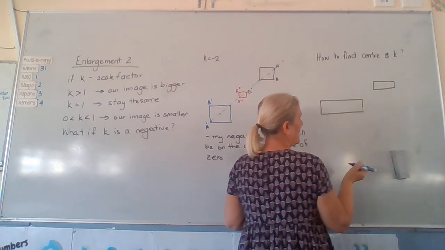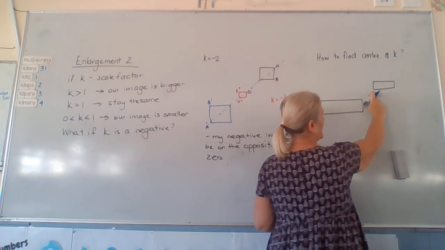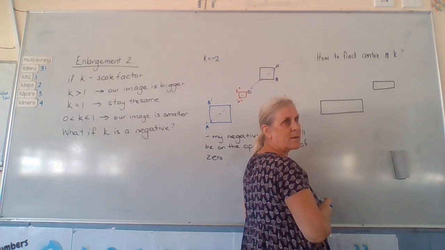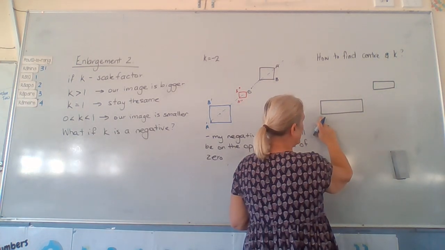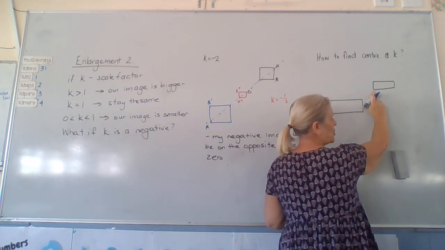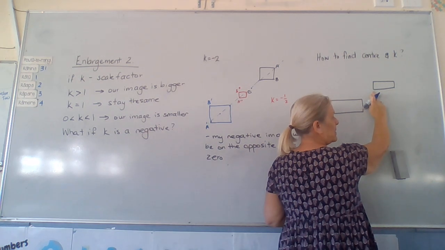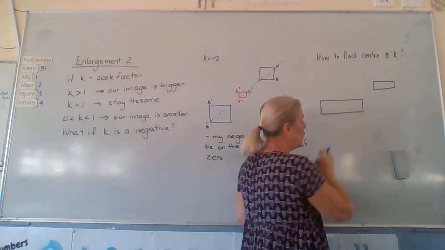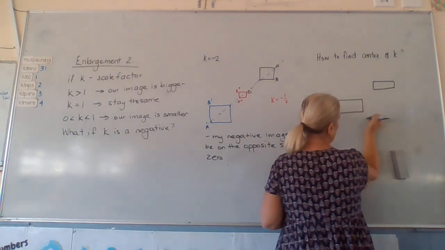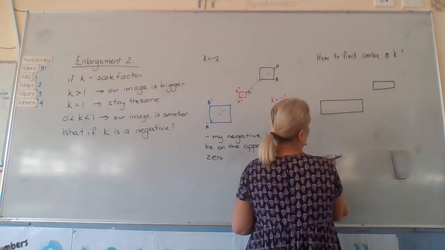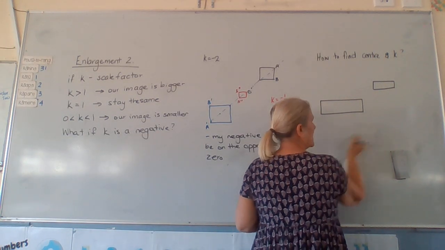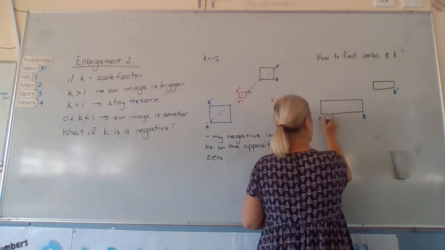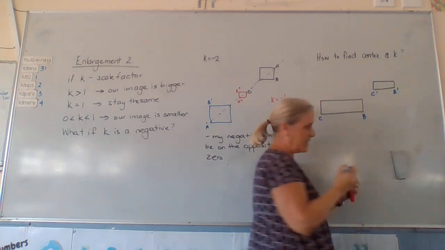So if I say this is A and this is A dash, then the centre's got to be on this line. So we need to know what they are. I'm going to say that this is B and this is B dash. This is C and this is C dash.